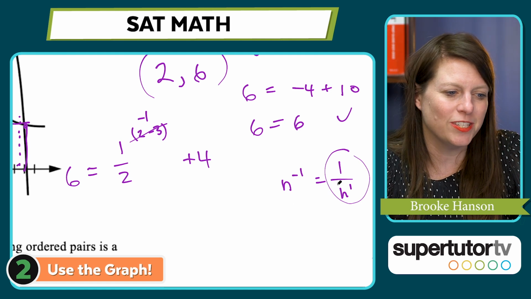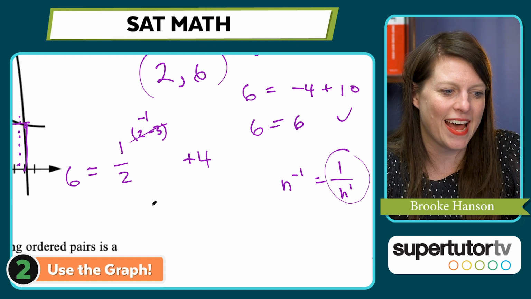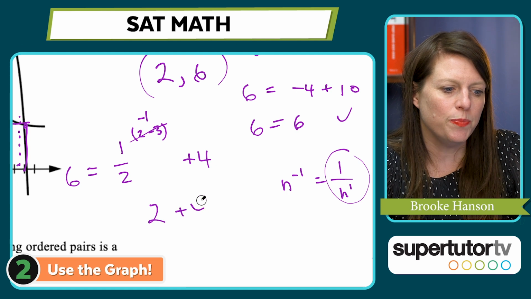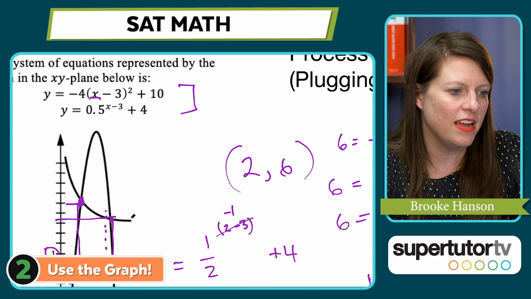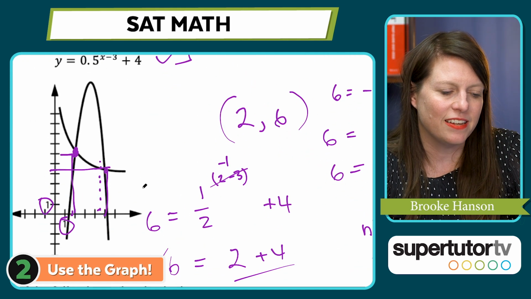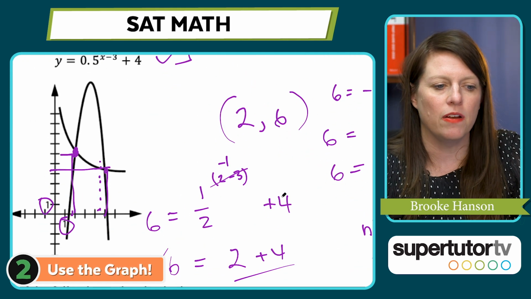So all I have to do here, because it's a 1, is just take the reciprocal of 1/2. The reciprocal of 1/2 is 2. 2 plus 4 is 6, and that's correct. And so check, I'm done. Both of these checked out. It's going to be 2, 6. And then I can move on.